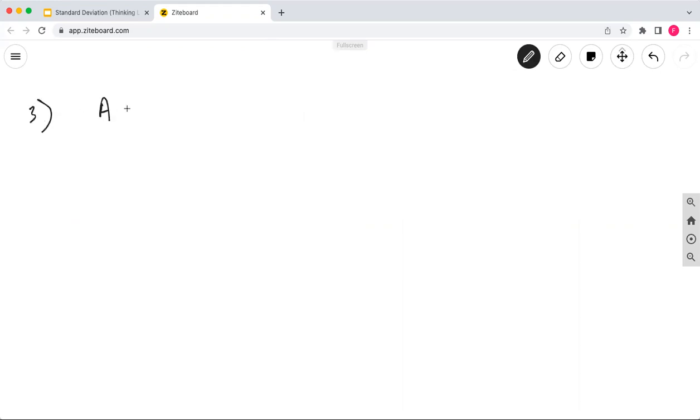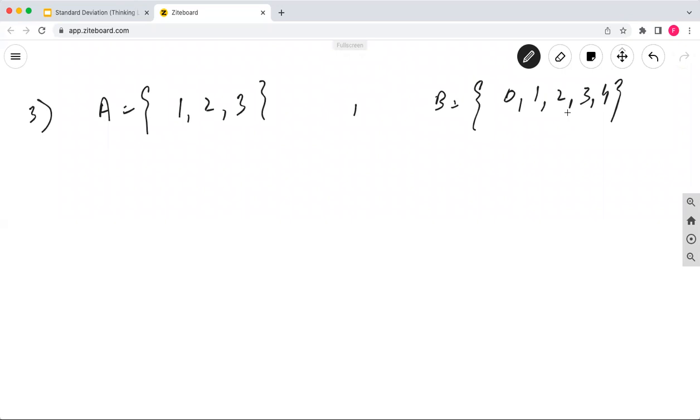The third scenario is, for example, set A is 1, 2, and 3, and set B is 0, 1, 2, 3, and 4. Now, can anyone tell which set has a greater standard deviation? Anyone? A. Okay. Anyone else? B. Yes, B. The reason is, if we just consider 1, 2, 3 for the time being in both of the sets, this is 1, 2, and 3.